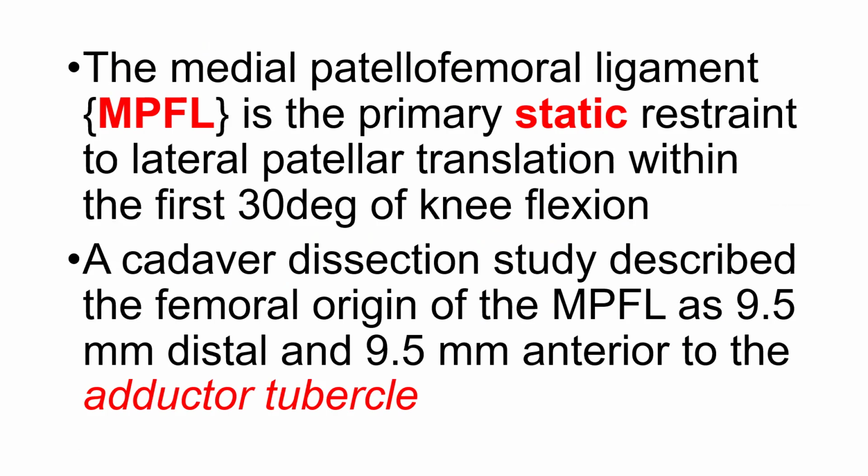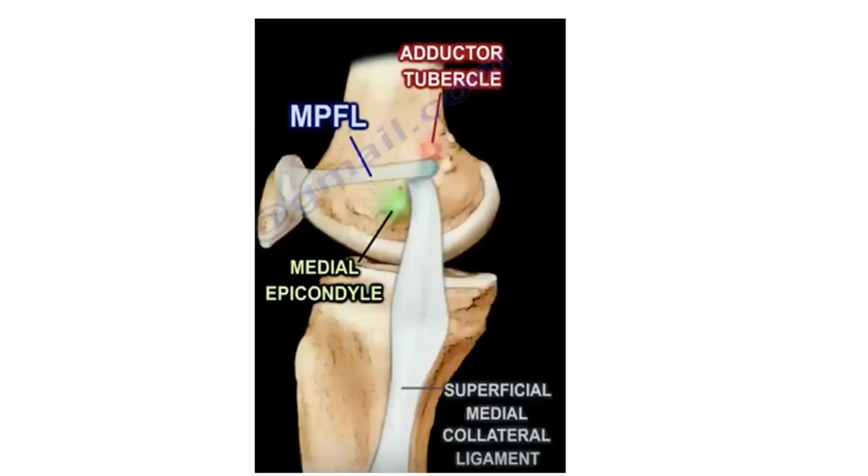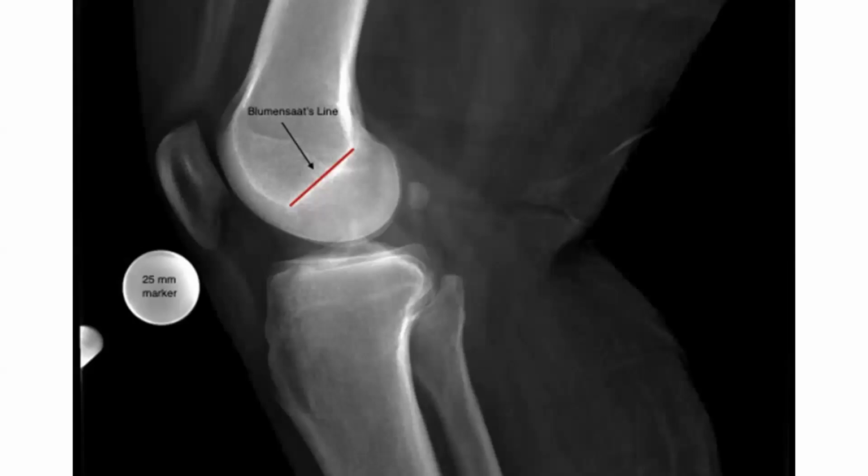A cadaver dissection study described the femoral origin of the medial patellofemoral ligament as 9.5 millimeters distal and anterior to the adductor tubercle. And this shows you it. This is the medial patellofemoral ligament, how it is located, and it inserts on the medial aspect of the patella. So you have to pay attention to this.